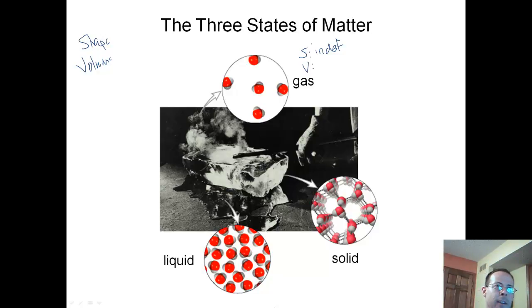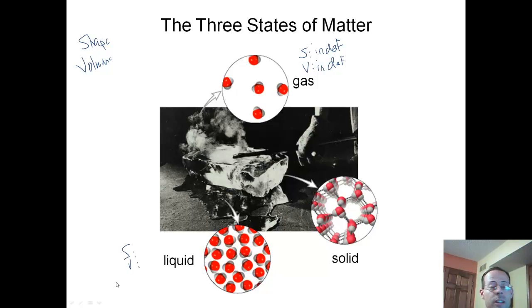Alright, so a vial of perfume, you have some gases in there that is what you smell, and you open that perfume in the middle of the room, what happens? Eventually you can smell it all over the room. So the shape is indefinite and the volume is indefinite. If we go down here to a liquid, so we have S and V again.